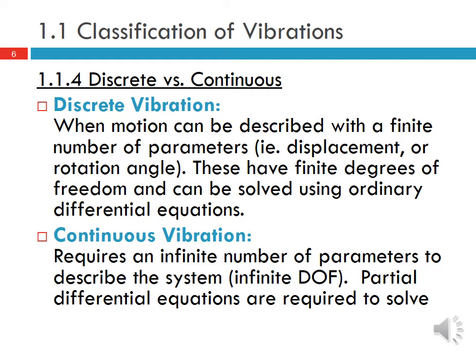Then we can talk about discrete versus continuous systems. Discrete vibration is when the motion can be described with a finite number of parameters, so the displacement or rotation angles. If we go back to when we introduced the term degrees of freedom, this means we can have a finite number of degrees of freedom to describe the motion of the system. These types of systems can be solved using ordinary differential equations. The other category is continuous vibrations, where we have a system that requires an infinite number of parameters to describe the system, or infinite degrees of freedom. In this case, we need partial differential equations to solve the system.